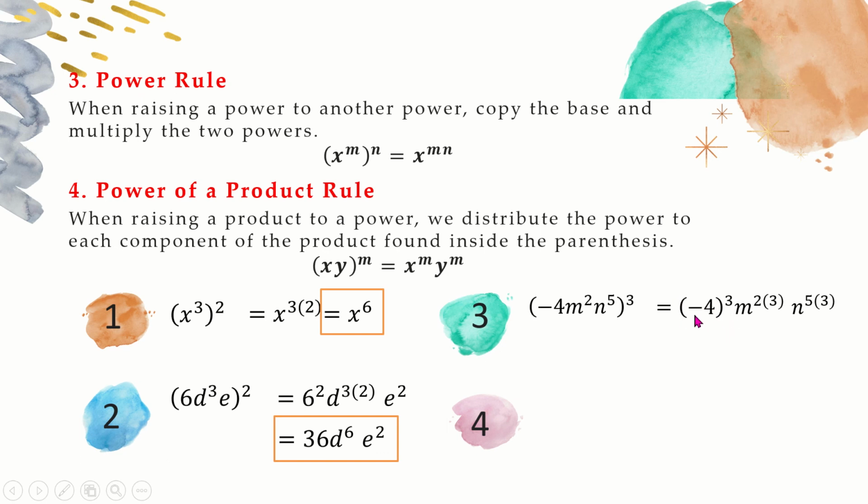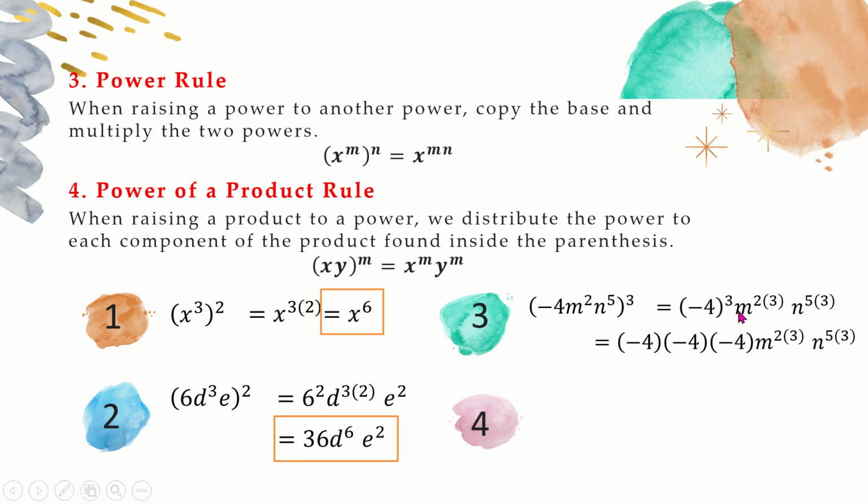Especially if the base is negative. So, negative 4 is being raised to exponent 3. Therefore, our exponent outside the parentheses is 3. Then, the m squared, multiply its exponent by 3. Then, the n exponent 5, multiply it by 3 as well. Therefore, that 3 comes from the parentheses.